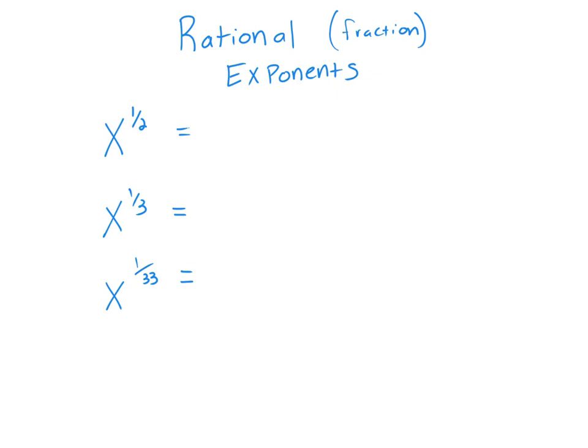We've got rational exponents. This just means that the exponent has a fraction in it rather than a whole number. The opposite, or a non-rational exponent, would be something like x squared, because the exponent is a whole number rather than a fraction or a decimal. But we're really going to look at rational expressions in this particular unit.